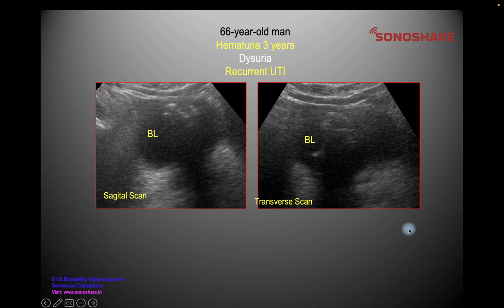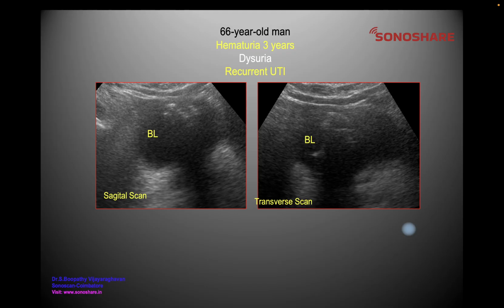Hello everyone, this is the next in the series of Image to Diagnosis, the general sonography, and another case scenario in the urinary tract. This is a 66-year-old man presenting with intermittent hematuria for 3 years, also dysuria with recurrent documented urinary tract infection.